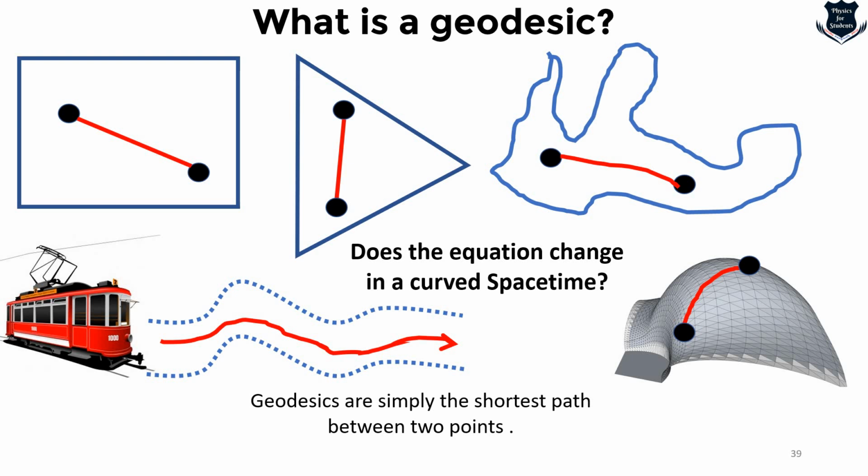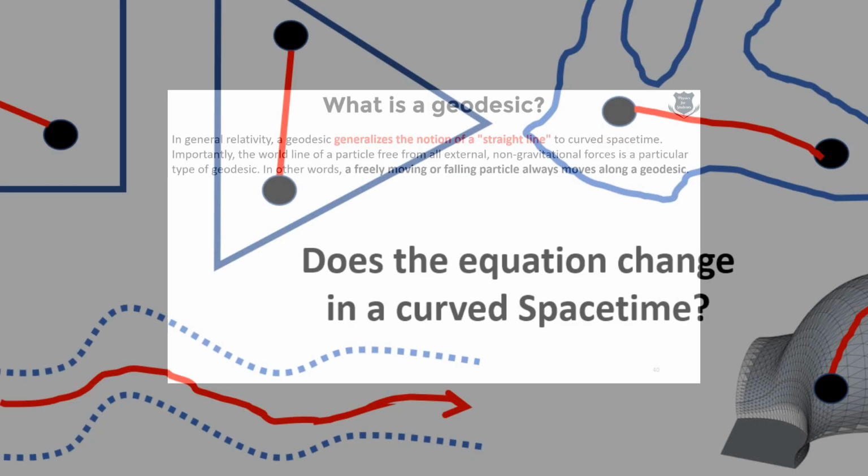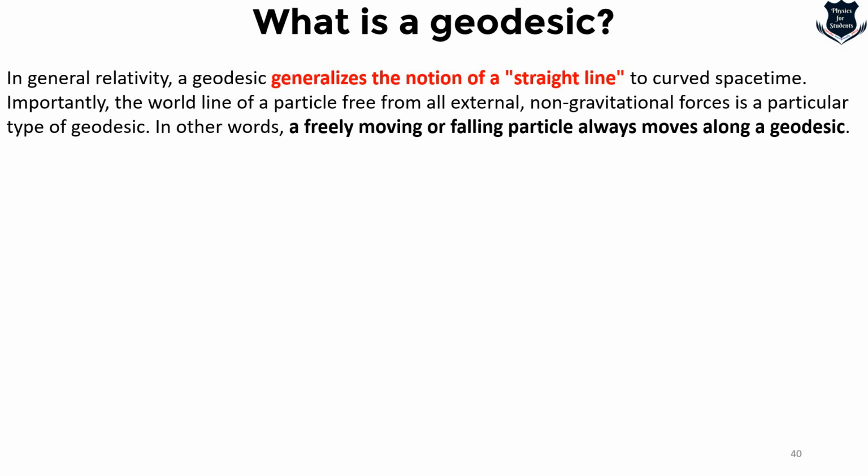So geodesics are simply the shortest path between 2 points. In the general theory of relativity, a geodesic, as I told you, generalizes the notion of a straight line. Now why have we generalized? Because we are not in Cartesian coordinates, we are in some crazy curvilinear coordinates where the straight line needs to be generalized further. So we can say, in other words, a freely moving or falling particle always moves along a geodesic. We are considering it freely because we want to make things very easy, so that there are no external influences.